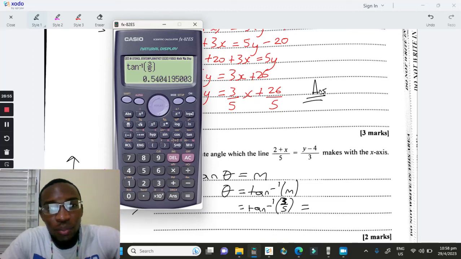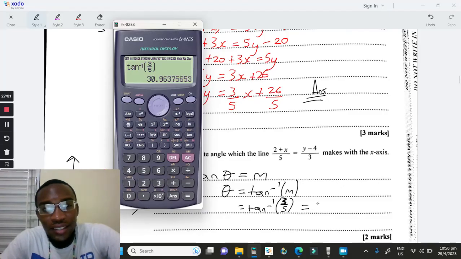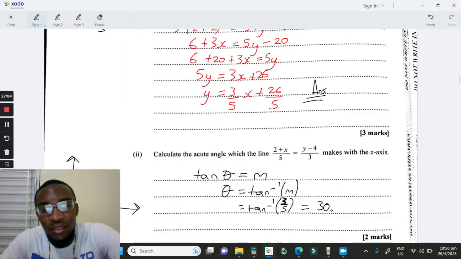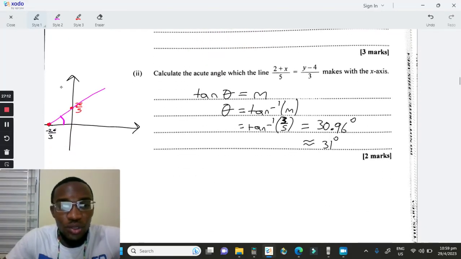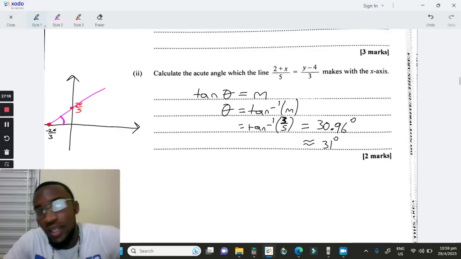And we get 0.54 radians, but let's give it in degrees. 30.96 degrees, which is approximately 31 degrees. Now, you could have, of course, used coordinate geometry and got this answer, but we're not doing all of that.